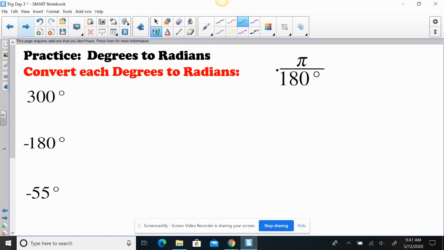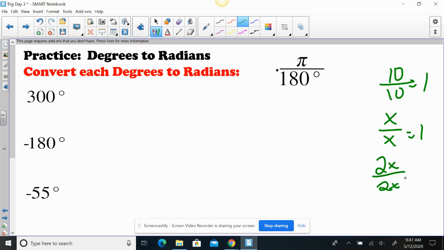All right, convert from degrees to radians. So remember, let's say I had 10 divided by 10. 10 divided by 10 is simply 1, right? Anything x over x is 1. 2x over 2x, 1. 5ab squared over 5ab squared. Anything over itself is 1.